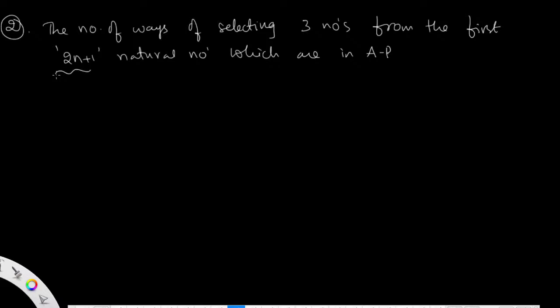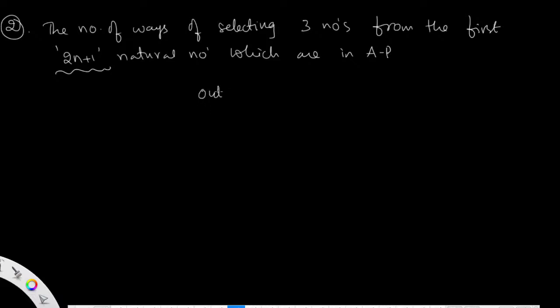In the previous problem, only 2n numbers were given, but here we have to select the 3 numbers in the form of AP from the first 2n plus 1 numbers. 2n plus 1 numbers means odd count. One case is that both numbers are even, or else both are odd. We select two even numbers in nC2 ways, and two odd numbers in another number of ways.